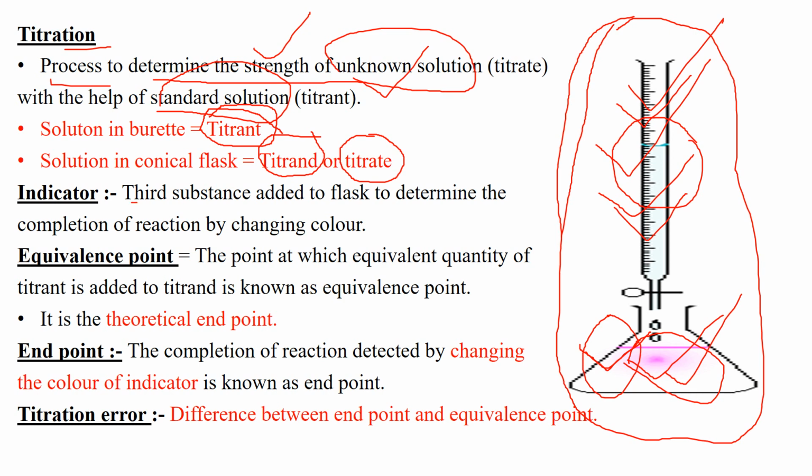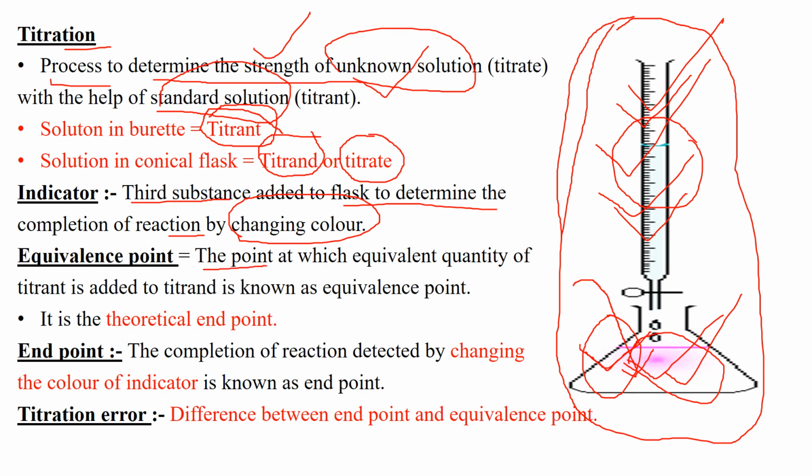Indicator. An indicator is a substance added to the conical flask to determine the completion of the reaction by changing color. We have to know the completion of the reaction. To know it, we place a third substance, other than the titrant and titrand, inside the conical flask, and that is known as the indicator. An indicator changes color when the reaction is completed. So after the completion of the reaction, the color of the indicator changes so that we know the reaction is complete.